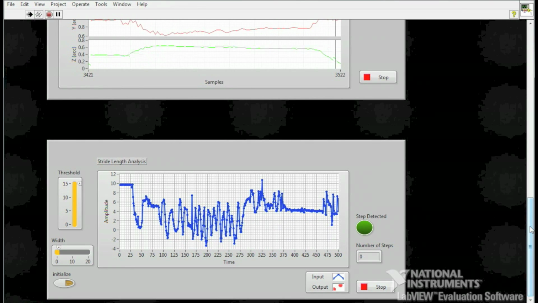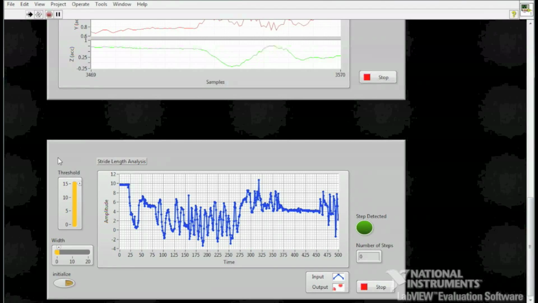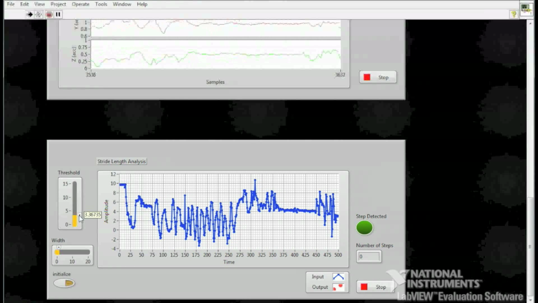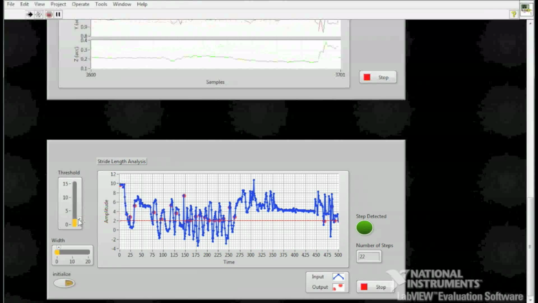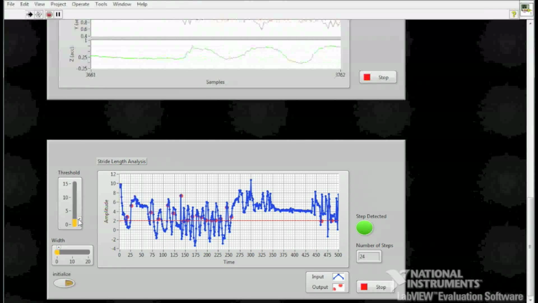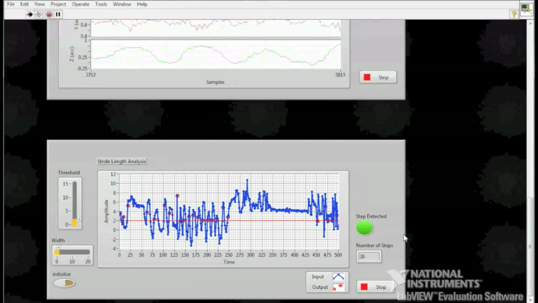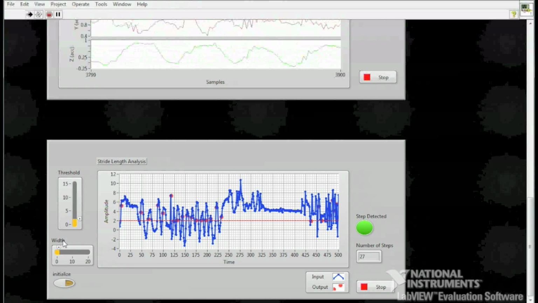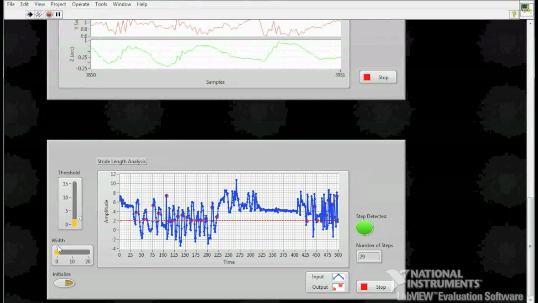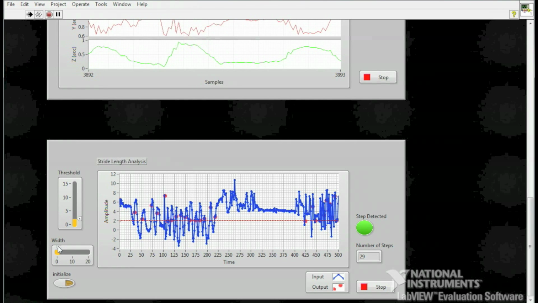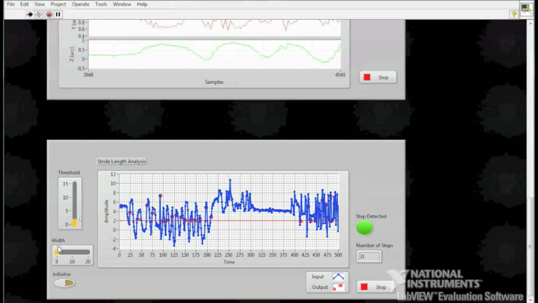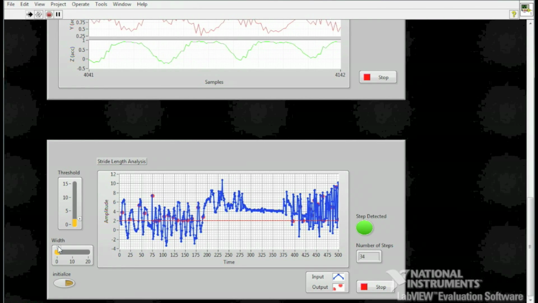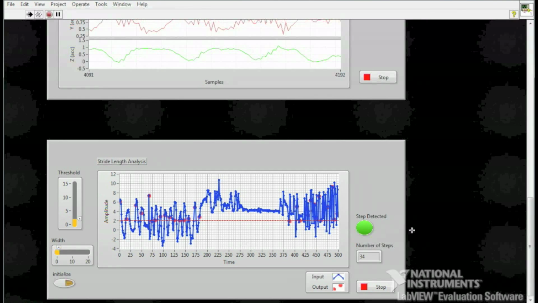Now we move on to the strike length analysis. The strike length analysis is controlled by the threshold value, which will adjust the red dotted line, and is also controlled by the width, and together they affect the number of steps detected. When a step is detected, the LED light lights up. So make sure you set the width to 1 to not discount itself, and if the threshold value is low, you'll detect more steps.